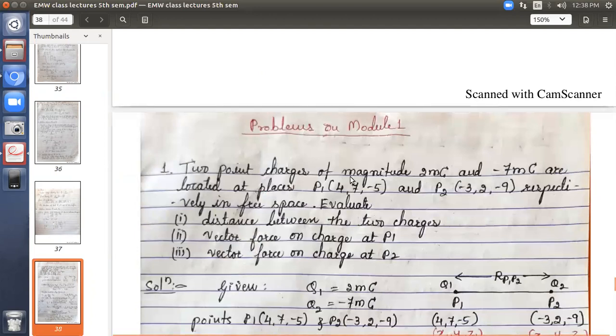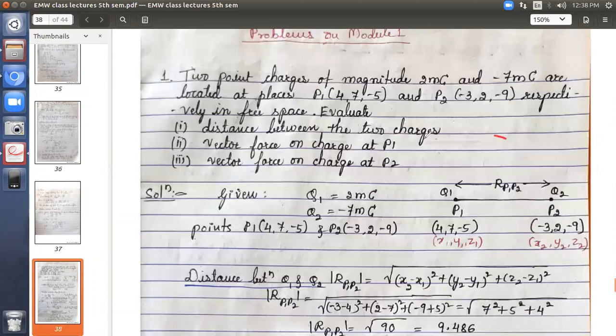Two point charges of magnitude 2 millicoulomb and -7 millicoulomb are located at places P1 and P2. What all is given, the data, the statement, try to imagine that in the form of a figure. I'll show you here. If you see, I have drawn it here. This figure I have drawn is on the paper. It is a two-dimensional figure.